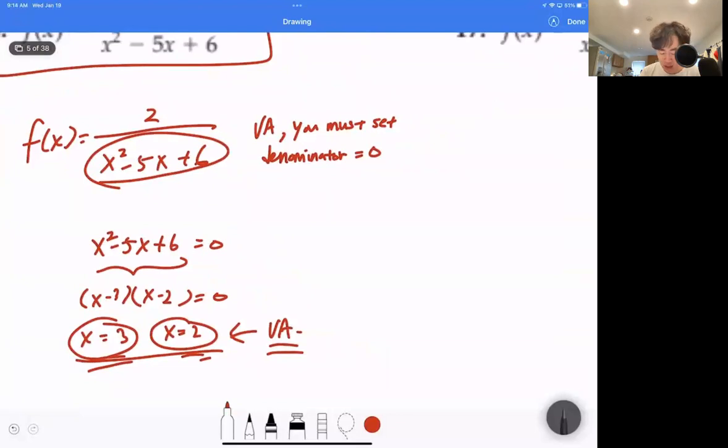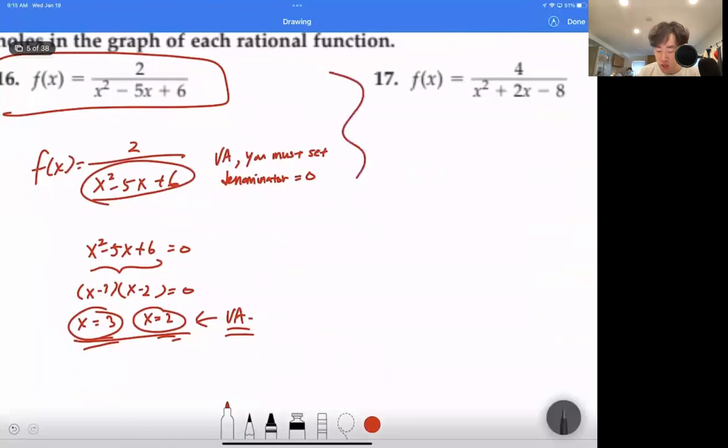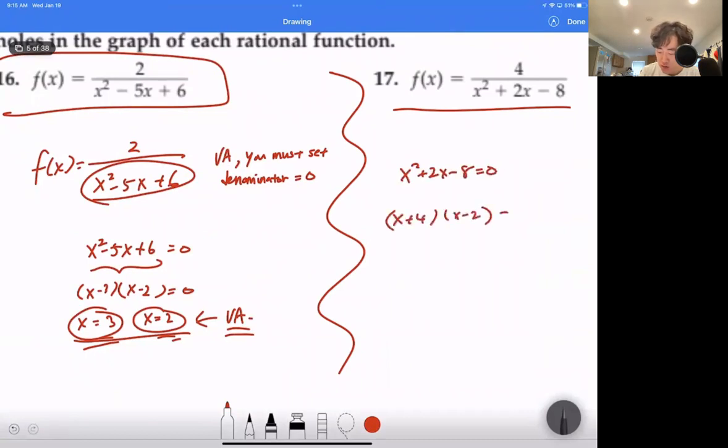I think that wraps up vertical asymptotes in terms of going over the examples. Now let's give it a try for 17. Please try this on your own. Pause the video for right now and try to get the vertical asymptotes for me. There should be 2. Hopefully you have set this equal to 0 and factored it nicely: x equals -4, x equals 2. So there should be 2 vertical asymptotes like this, and that should be it.